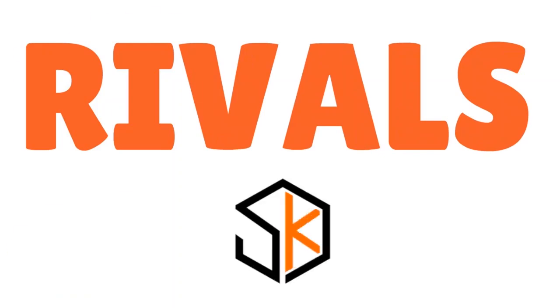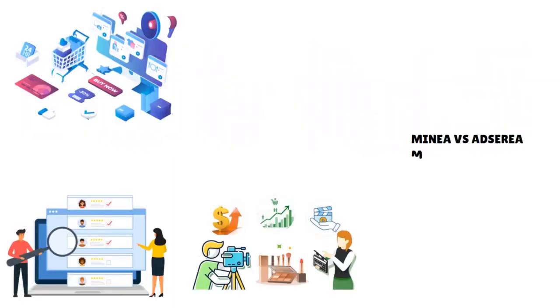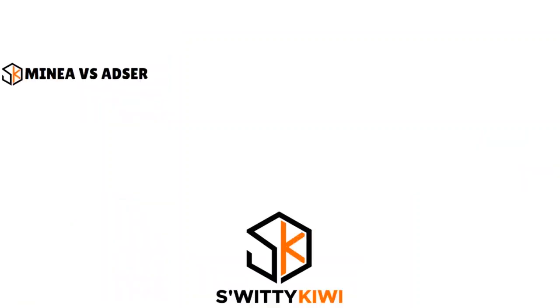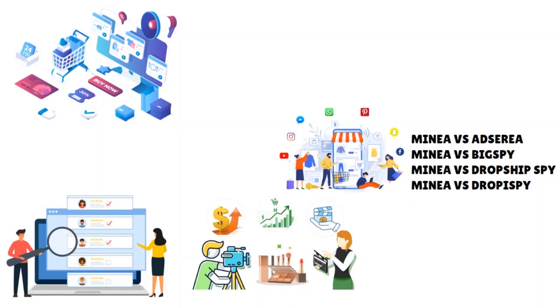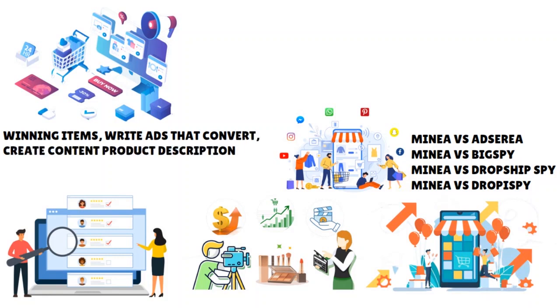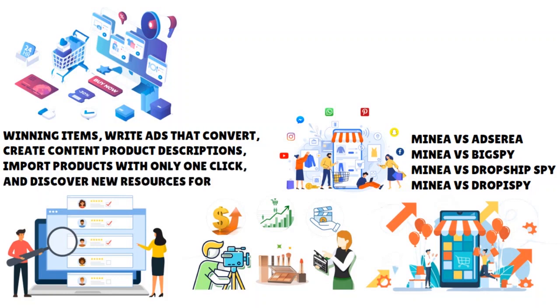Let's talk about the rivals. When you talk about Minea, you have a lot of players in this field. Minea is not the only one. You have Adspy, you have Big Spy, you have Dropshipping. Let's first analyze Adspy. Adspy is known as a one-stop solution for dropshippers, but is it really? Yes, the answer is yes. Because when you use Adspy, you have access to everything you need to launch and manage a successful dropshipping business. Using the Adspy tool, you are able to find winning items, write ads that convert, create content and product descriptions, import products with only one click, and discover new resources for any niche.